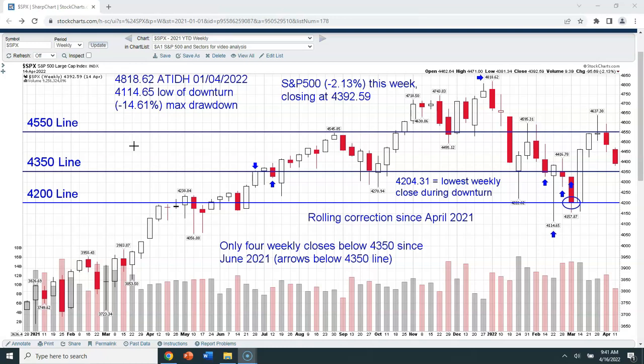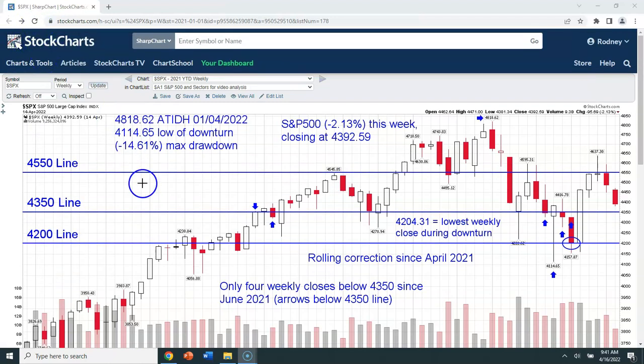Today we will be doing technical analysis on the S&P 500 for the week ending Friday, April 15th, actually April 14th on Thursday, because Friday was Good Friday and the markets were closed. But for the week ending April 15th, 2022, and for this analysis we will be using stockcharts.com.